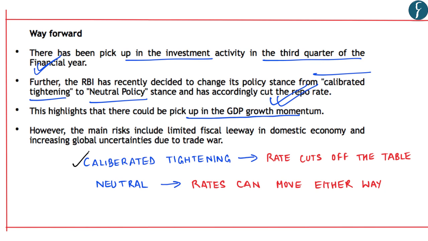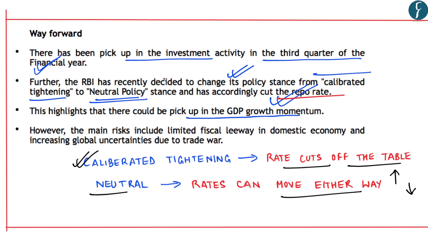Now, under calibrated tightening, rate cuts are off the table for the RBI and the RBI will not cut the repo rate. Whereas under the neutral stance of the RBI, the policy rates can move either way, that is, they can be increased or even decreased. So, it is in this respect that the RBI has decided to change its policy stance from calibrated tightening to neutral policy stance and has accordingly cut the repo rate. So, this highlights that there could be a pickup in the GDP growth momentum in the economy.